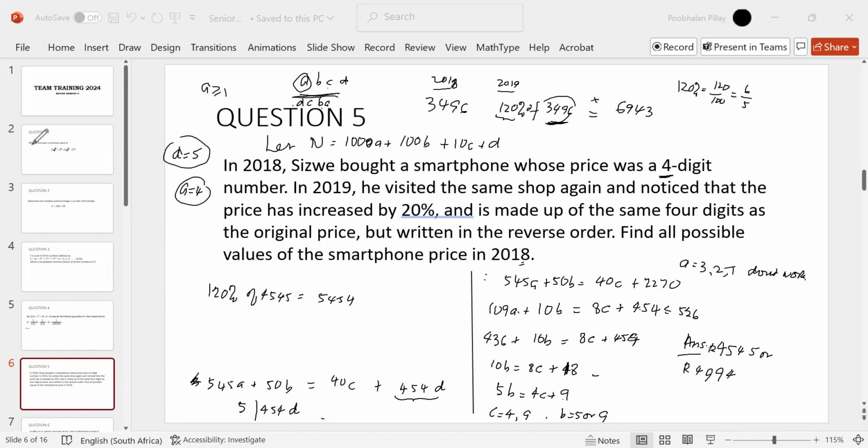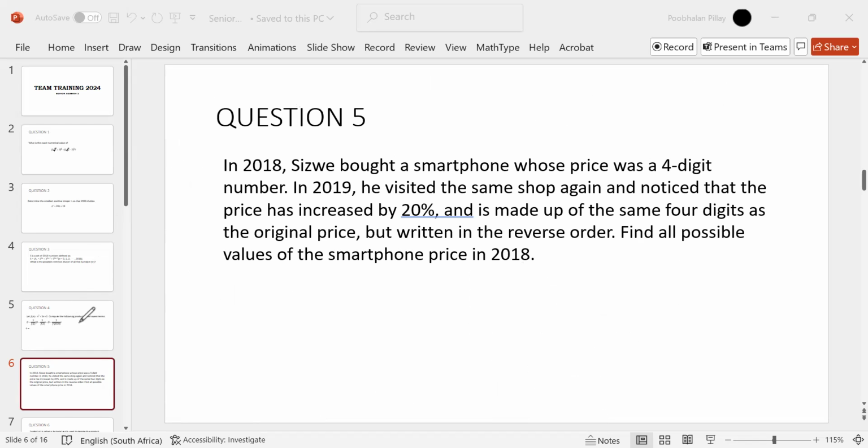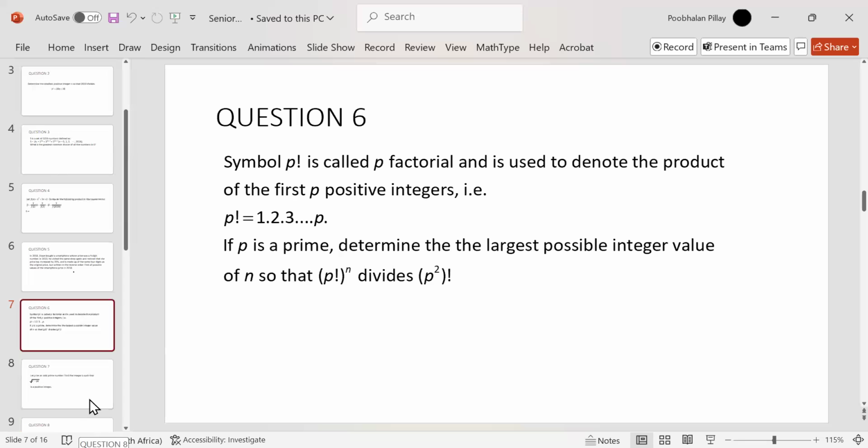All right, so that takes care of that one. That was question 5. So we're going to question 6 now.